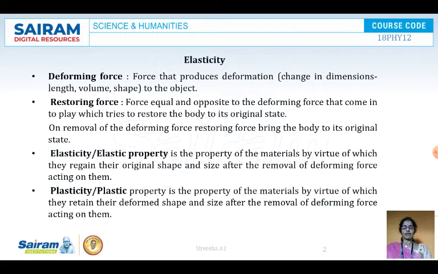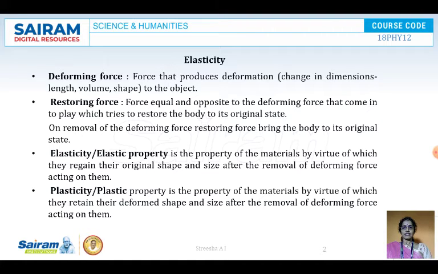Consider a rubber band. If you stretch a rubber band, you are applying a force to stretch it. The moment you remove the deforming force which you are applying, there exists a restoring force which tries to bring the body back to the original position. So the force opposite to the deforming force is nothing but the restoring force, which acts on a body to bring it back to the original state. This is called the restoring force.